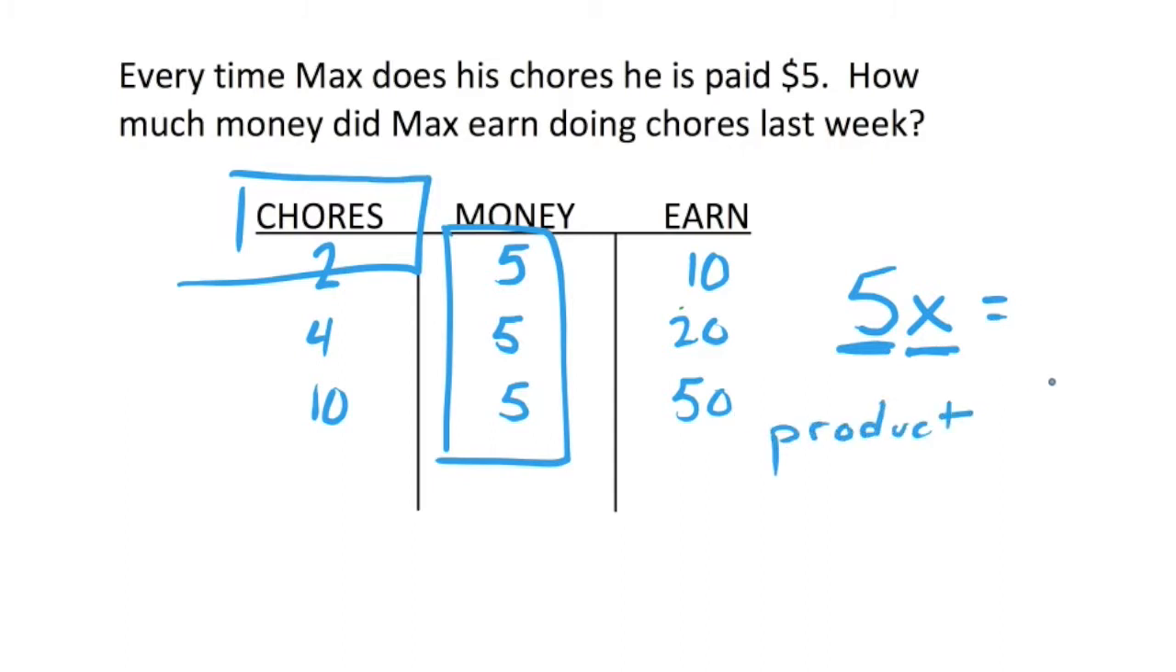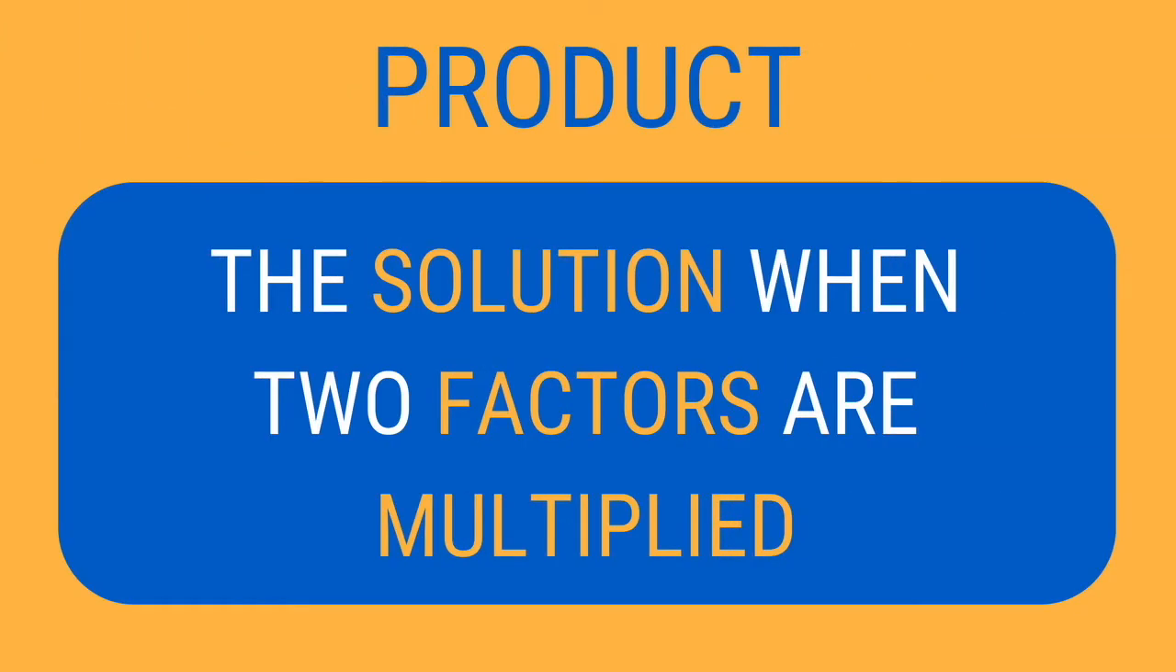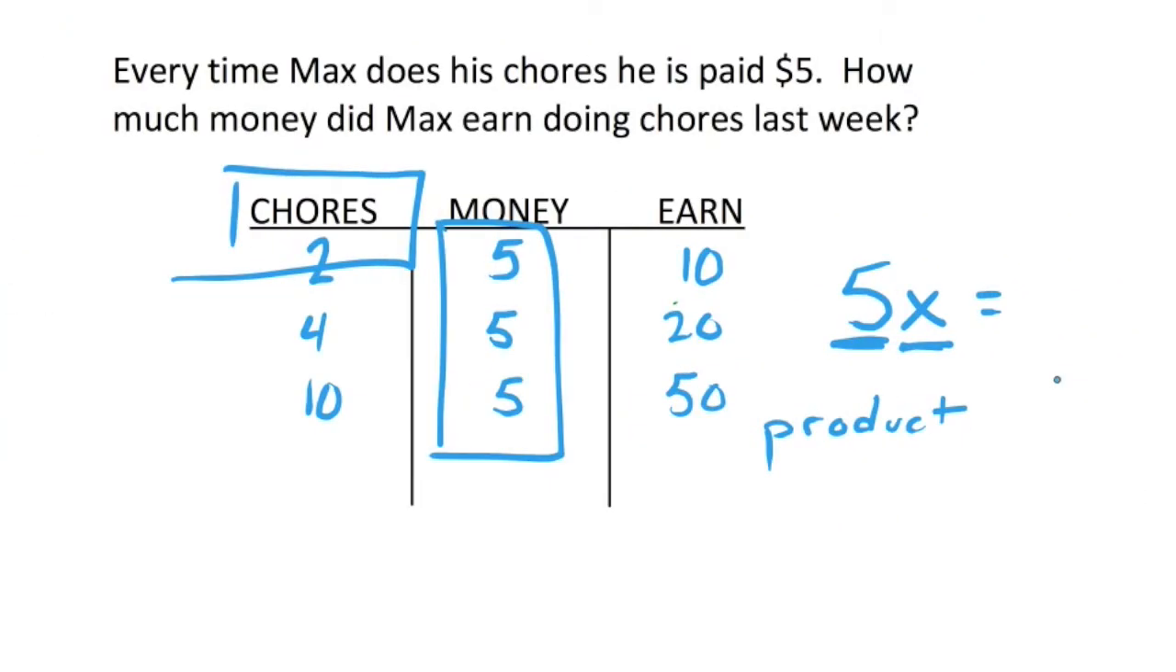I think you know what's coming up. Let's go ahead and define the word product. A product is the solution when 2 factors are multiplied. Excellent. We needed to go through these algebraic steps so that we can do factoring and distributing. Let's get started with factoring first.